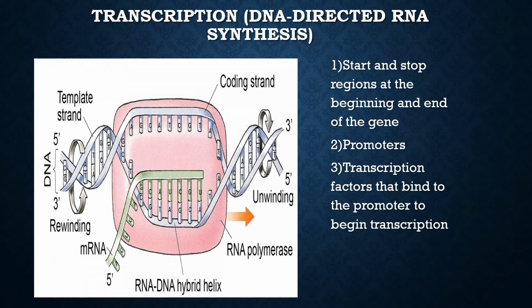So transcription again is going from DNA to RNA. And so this starts within the nucleus of the cell. Here we have the DNA, and again, DNA has a helical structure to it. We have some type of polymerase that comes in, and what that's going to do is unwind some of that DNA.